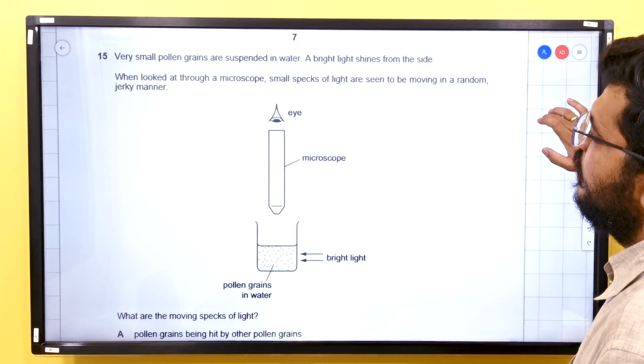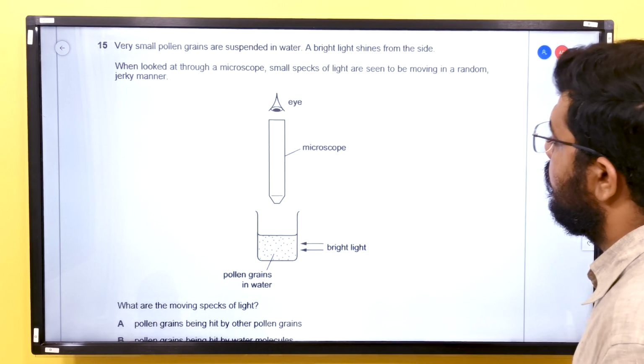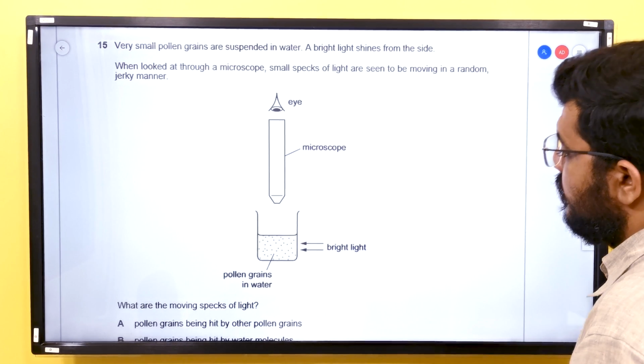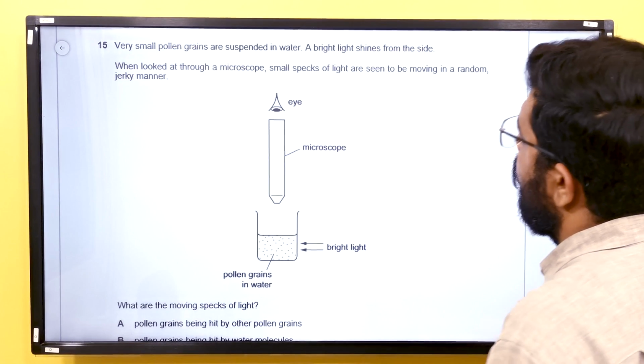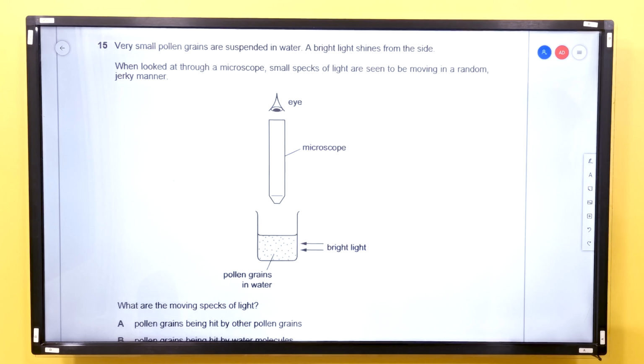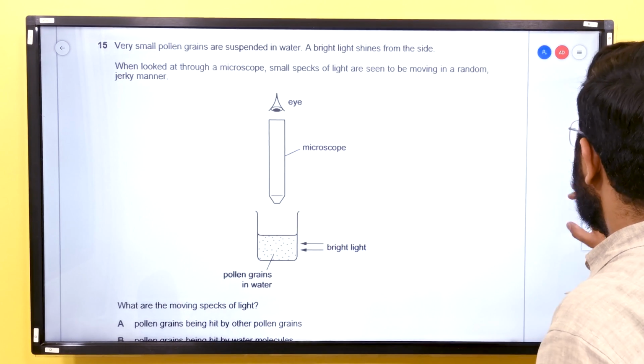Question 15. Very small pollen grains are suspended in water. A bright light shines from the side. When looked at through a microscope, small specks of light are seen to be moving in a random, jerky manner. What are the moving specks of light?